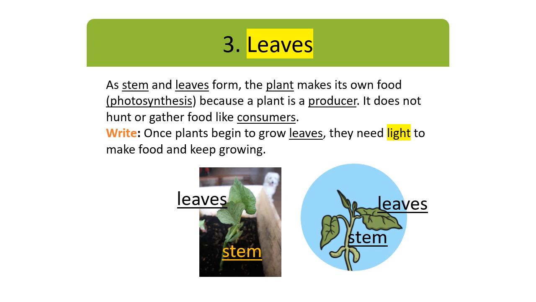So once plants begin to grow leaves, they need light to make food and keep growing. As a seed, they don't need light, but now that a plant has leaves, they need light to make food.